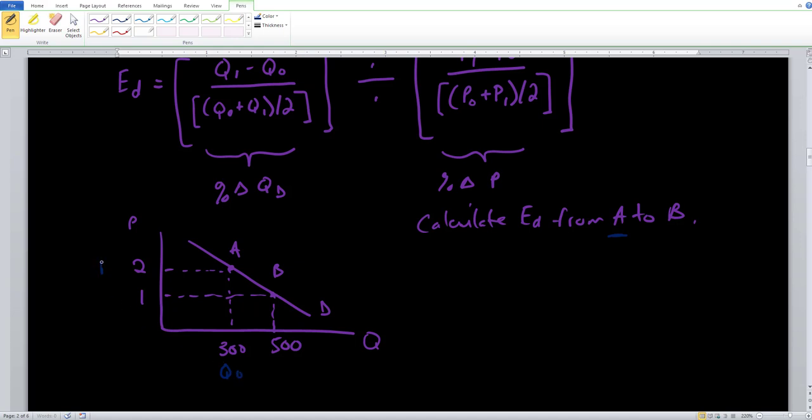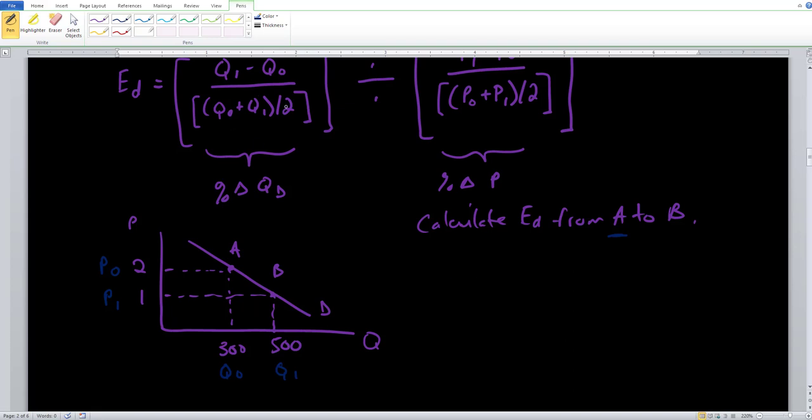while 2 is going to be our P0. So here, anytime we start off, we immediately label it so we know these are starting points. When we go to point B, this is going to be our ending point, so we know that 500 is going to be our Q1, and $1 is going to be our P1. And once we successfully label these prices and quantities, we can go ahead and insert them into our equation that we have right here. So let's go ahead and take a look at the percentage change in quantity demanded first.